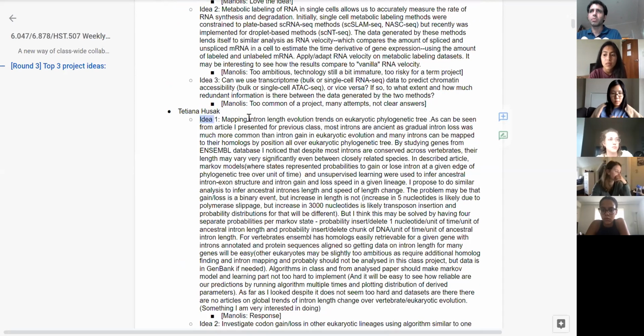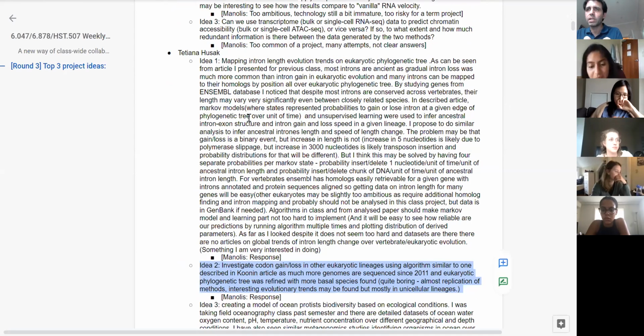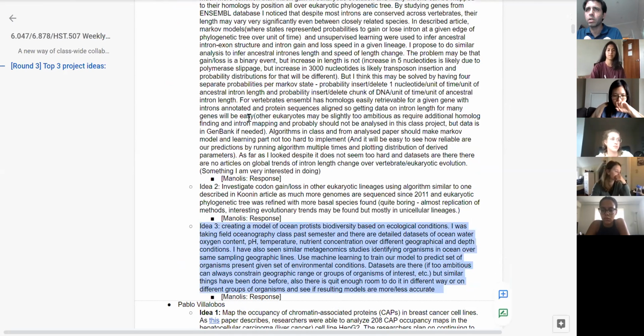All right, so idea number one, mapping intron length evolution trends on the eukaryotic phylogenetic tree. Cool. Investigate codon gain and loss in other eukaryotic lineages. Okay. Creating a model of ocean protist diversity based on ecological conditions.